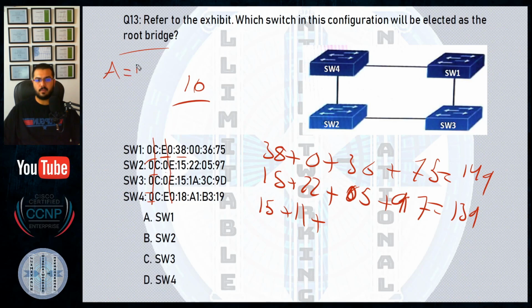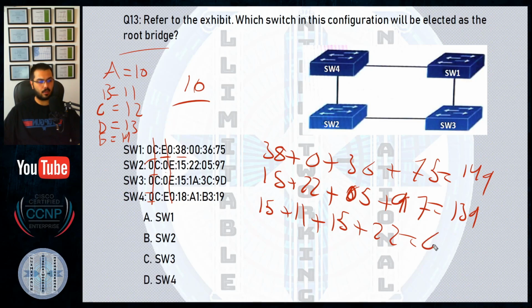Okay, so A gives 10, B gives 11, C gives 12, D gives 13, and E gives 14, F gives 15. Okay, no problem. So 3C, 3 plus 12 will be 15, and 9 plus 13 will be 22. That will give me 26 plus 15, 36, 41. 41 plus 22 will be 61, 63.